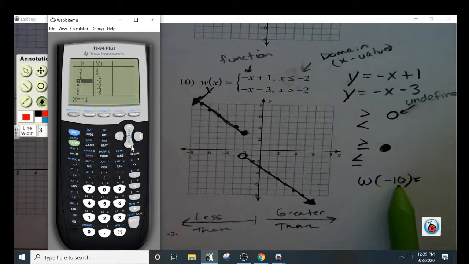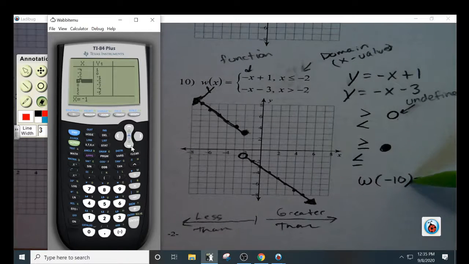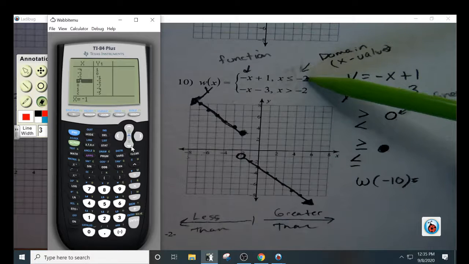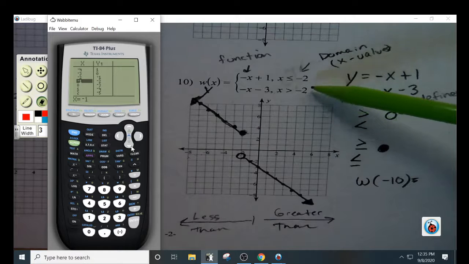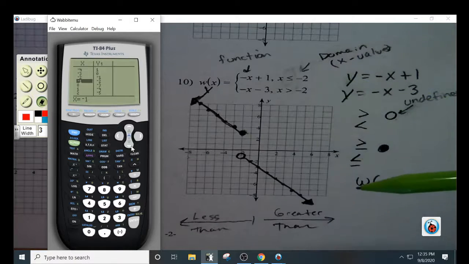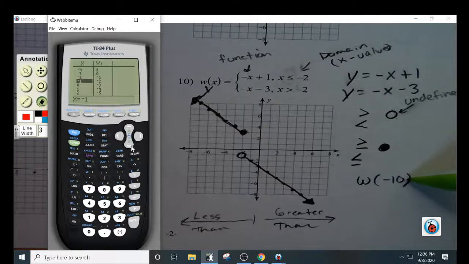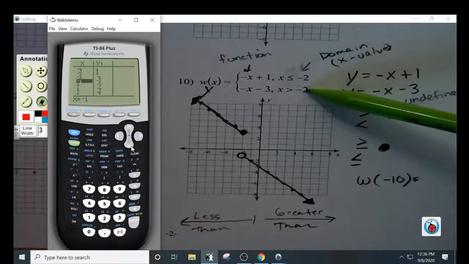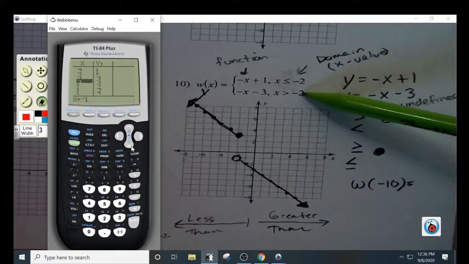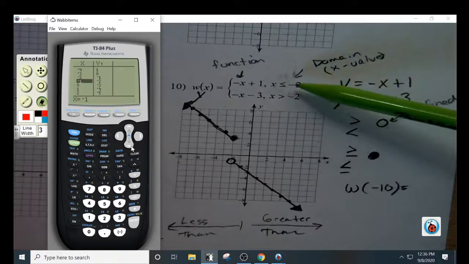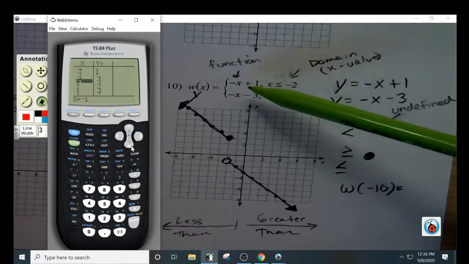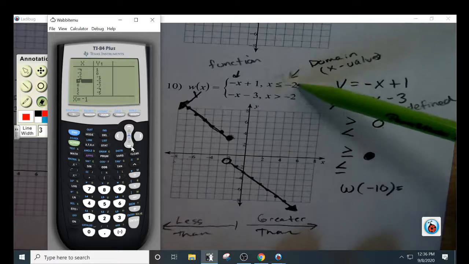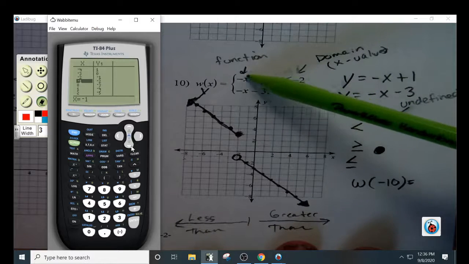Now, first of all, guys, you got to look up here and see which domain this fits in. Does it fit in x values less than -2 or x values greater than -2? What do y'all think? Top or bottom? Now, if x is -10, is it less than -2 or greater than -2? The top, right? Because -10 is less than -2. So what you're going to do, guys, is this. Once you establish which domain it fits into, you're going to plug that x value into that function.